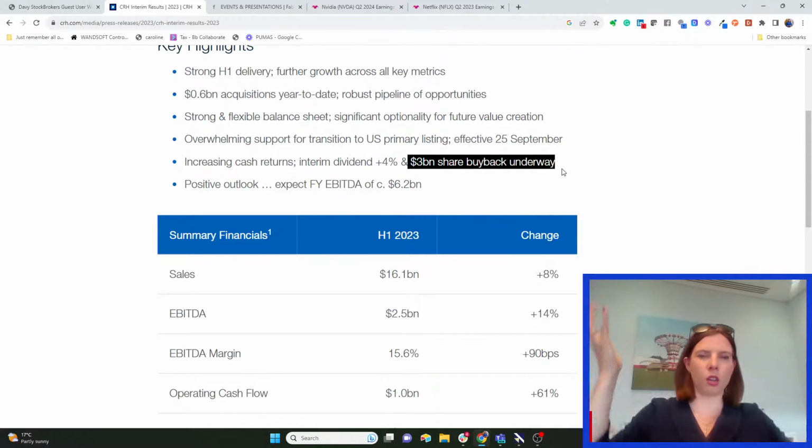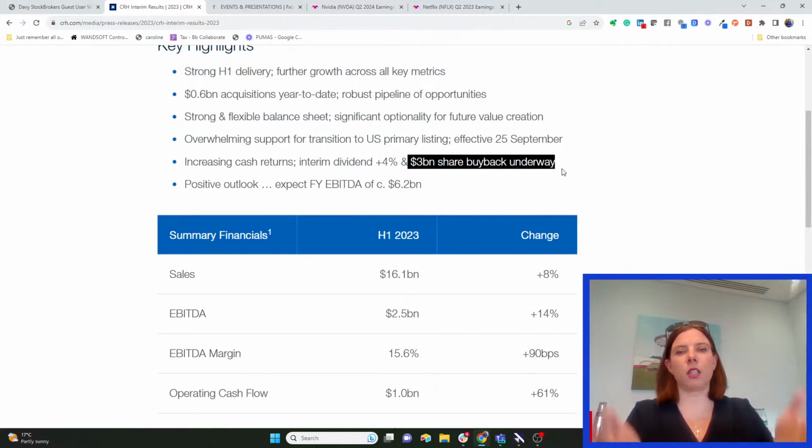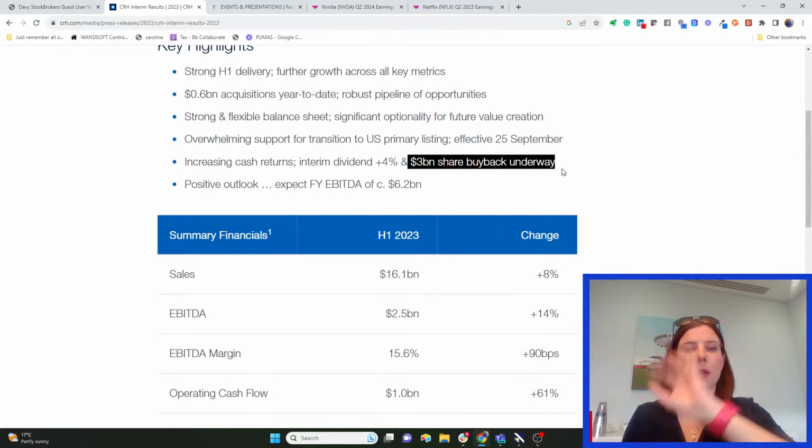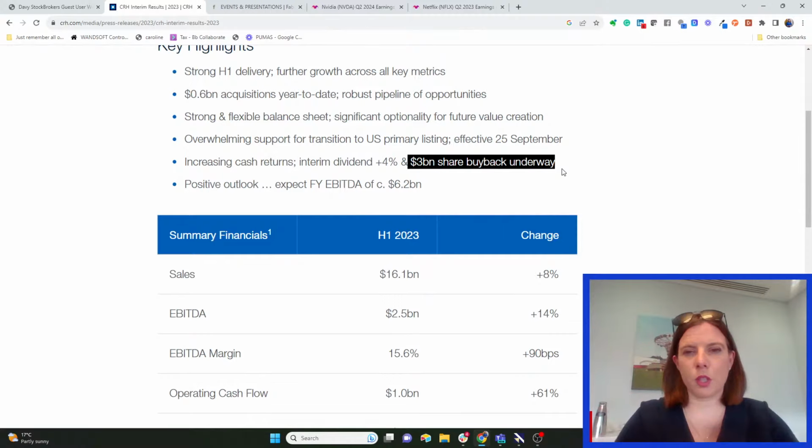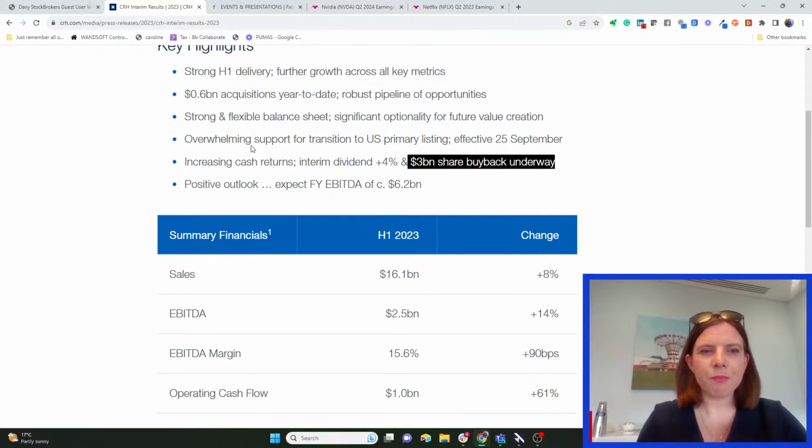In other words, you take all of the earnings and you divide them by the number of shares. If the number of shares decreases because the company buys back its own shares, of course that lifts up earnings per share. The company has a positive outlook, and it expects a full year EBITDA of circa $6.2 billion.